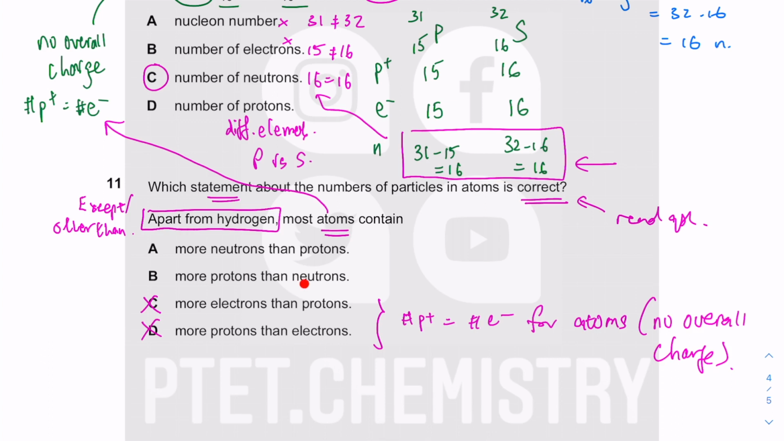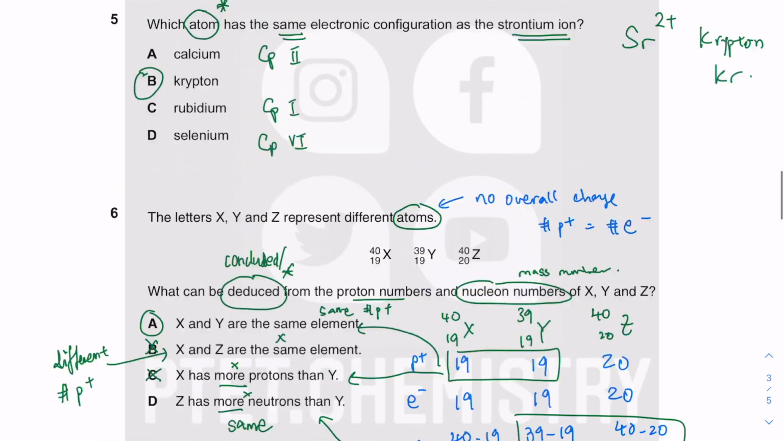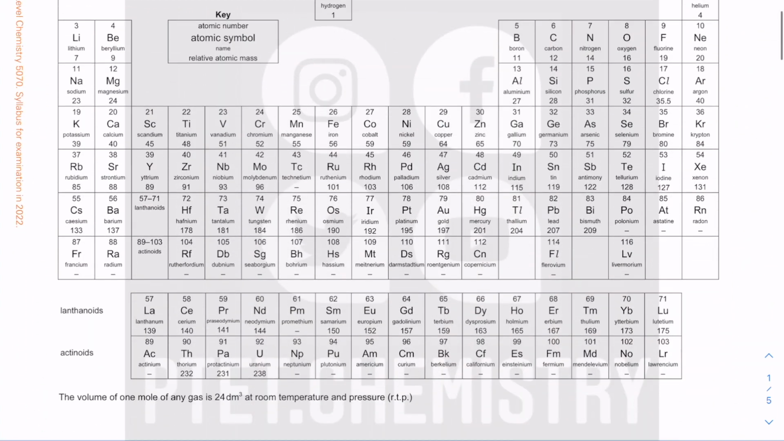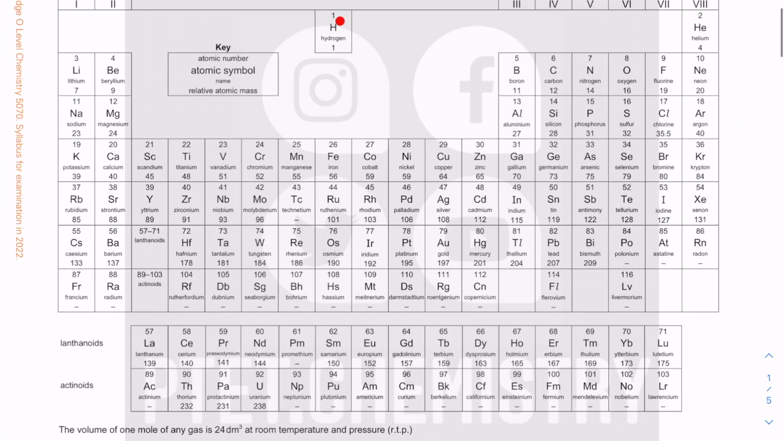More protons than neutrons. This is unlikely, because if you look at your periodic table, protons keep on increasing by 1 as you fill up the periodic table. Neutrons is the difference between the mass number, or the nucleon number, and the proton number. So if you look at your periodic table, apart from hydrogen, the number of neutrons is actually 0 because it just has 1 proton and 1 electron.